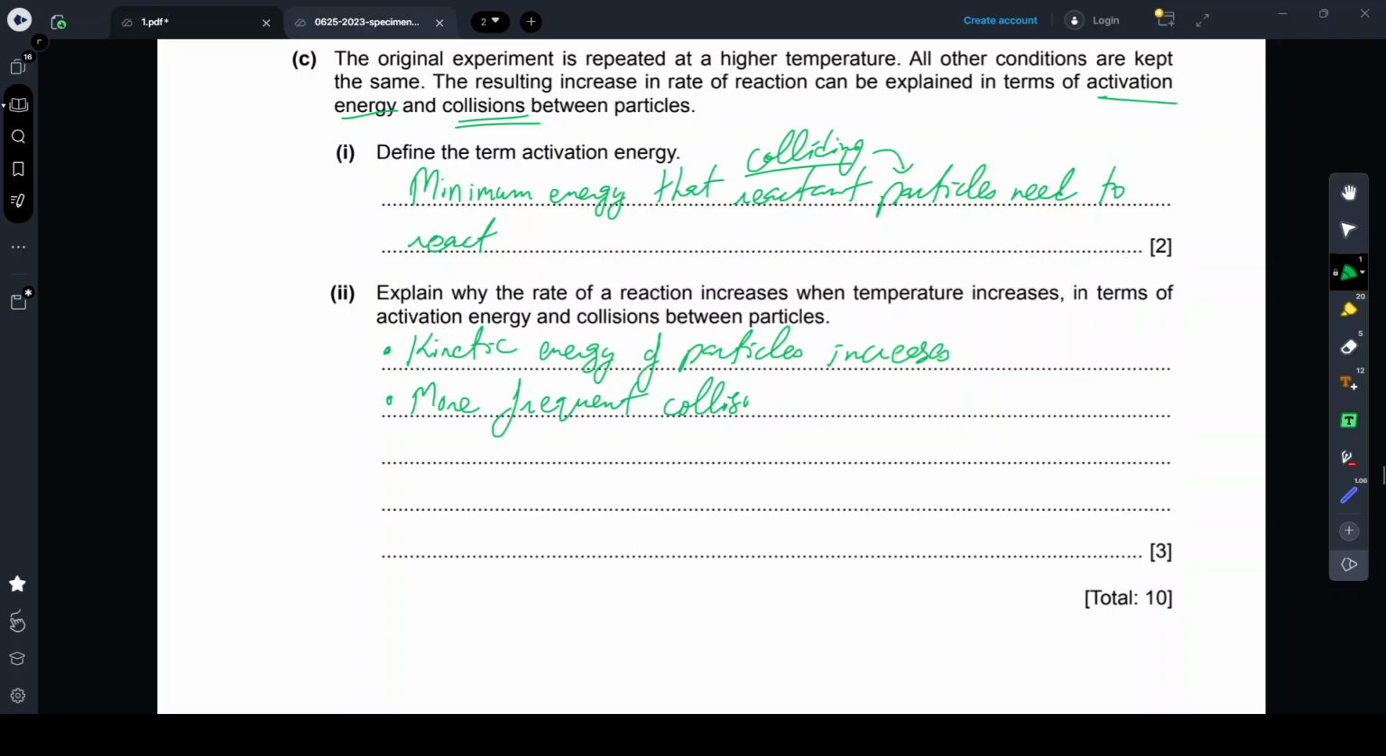May I give the third point? Yeah. Successful collisions. Okay, so what does successful collision mean? Like greater than or equal to the activation energy. Right, so a greater percentage of collisions, or a greater percentage of particles, have energy greater than the activation energy.